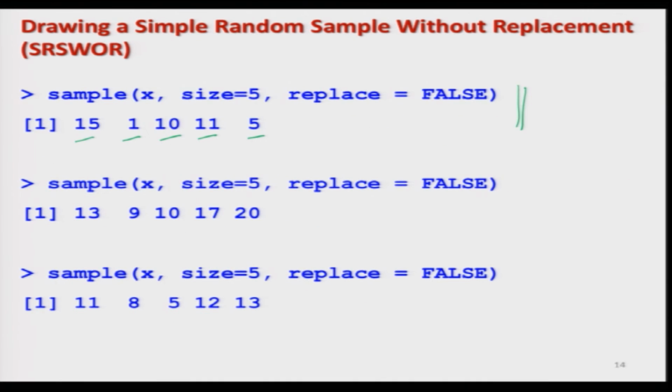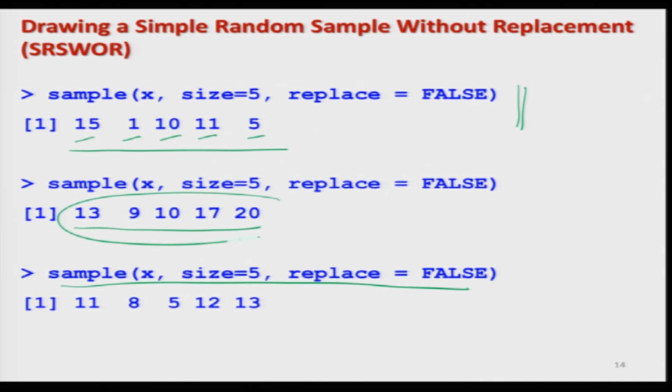And similarly, if you try to repeat this command, possibly you will get different values, because the units have been drawn at random. So, the sampling units are expected to change as soon as you draw a new sample. You can see here I have taken 3 possible samples of size 5, and each of the samples is different. I will try to show you on the R console also. For example, here my sampling units are 15, 1, 10, 11, 5. In the second sample, the units are 13, 9, 10, 17 and 20, and in the third case, the sampling units are 11, 8, 5, 12 and 13.